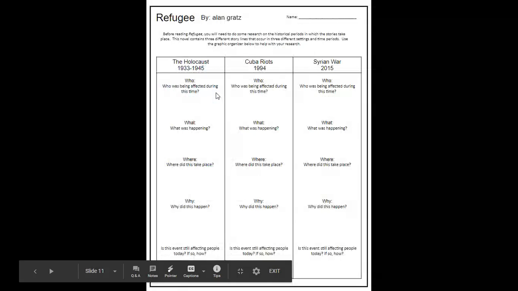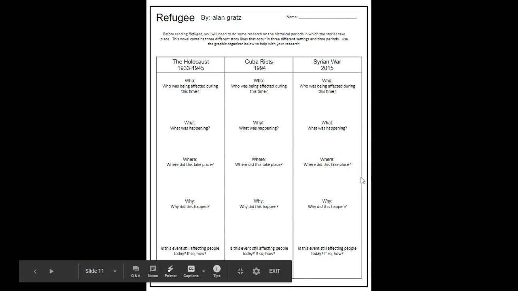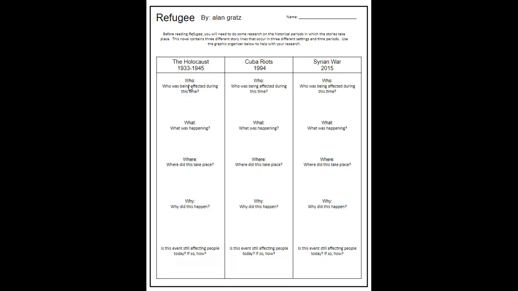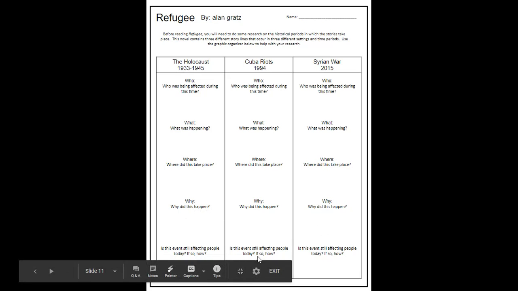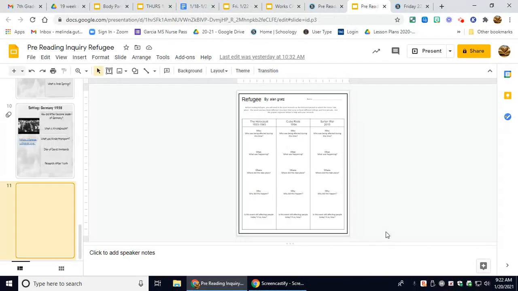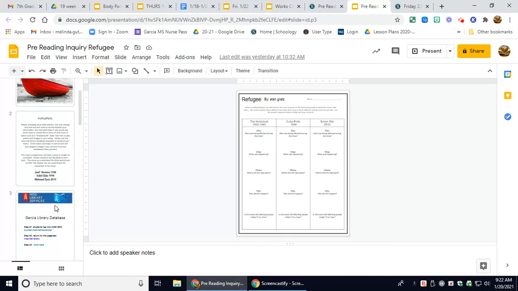Now this last page is kind of like a cumulative gathering of all this information that you've already found. Who is being affected during this time? The Holocaust. And so when you do your research, keep in mind that you'll have to answer these questions also. What is happening? Where did this take place? Why did this happen? And this is the one that's probably new that you need to make sure you are looking for. Is this event still affecting people today? If so, how? So we'll be doing this over several days.